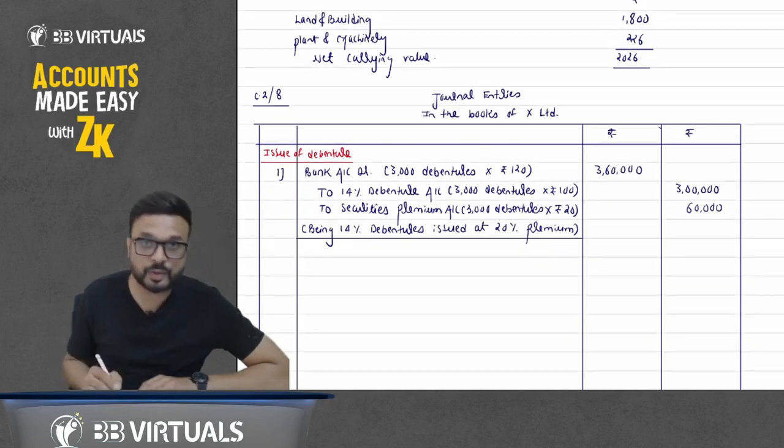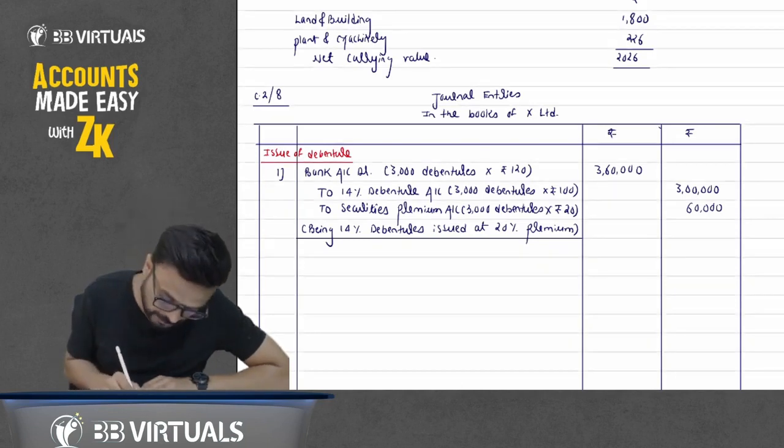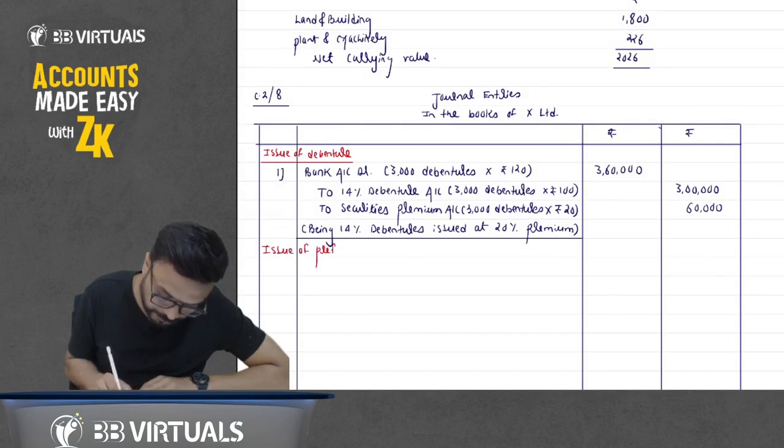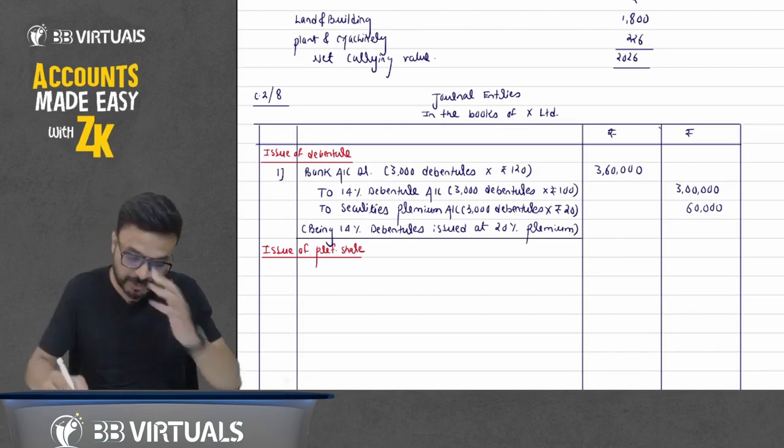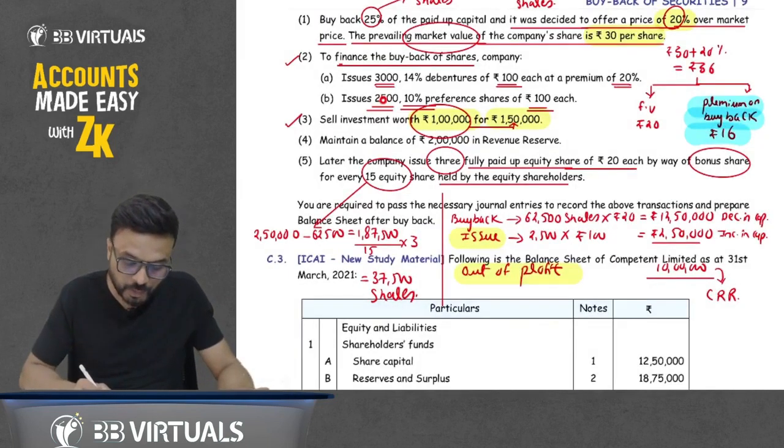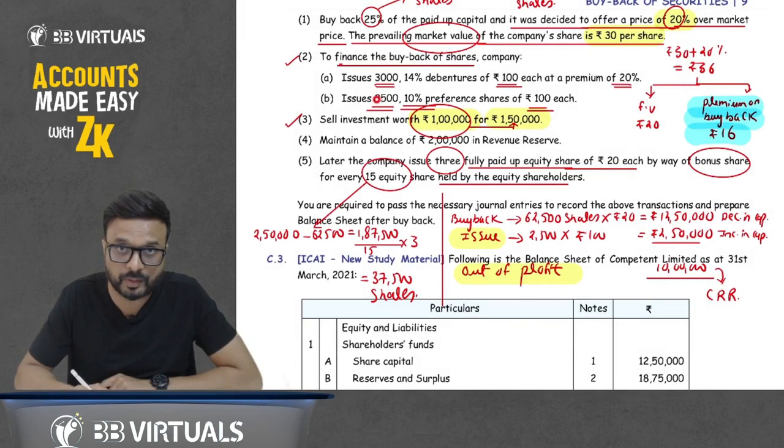Now they have also issued preference shares. Now we'll pass entry for issue of preference shares. Okay. So how many shares are we issuing? We are issuing 2,500, 10% preference shares of rupees 100 each.